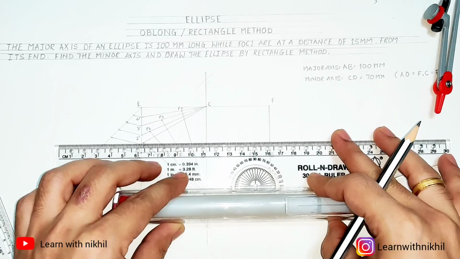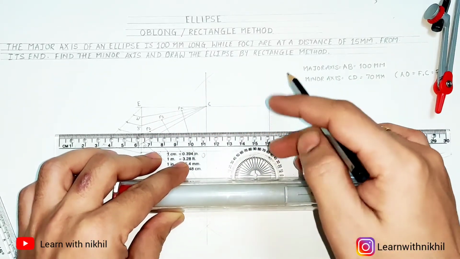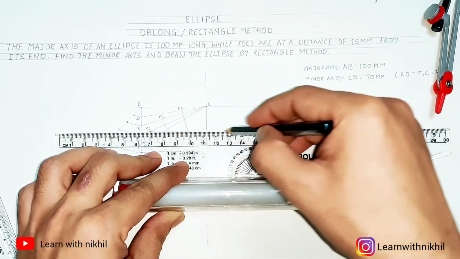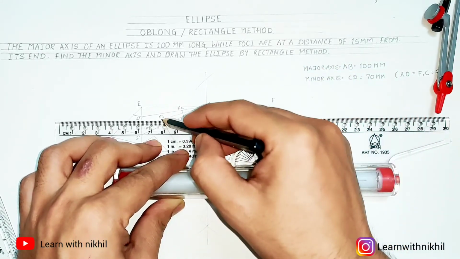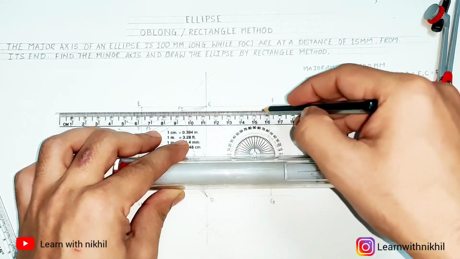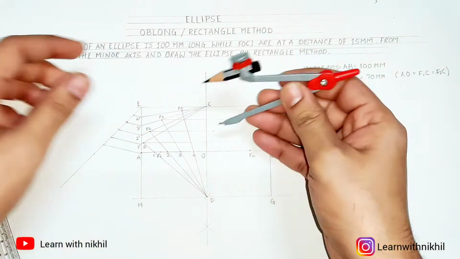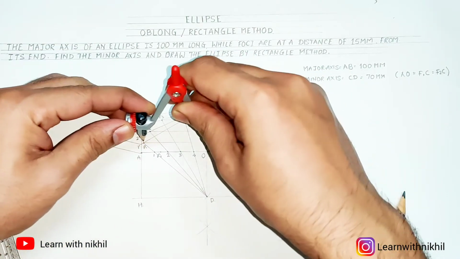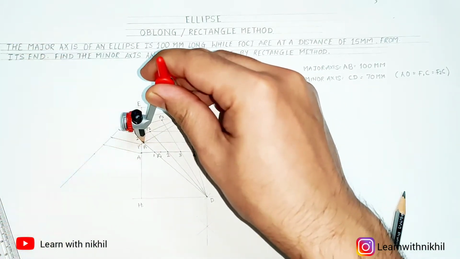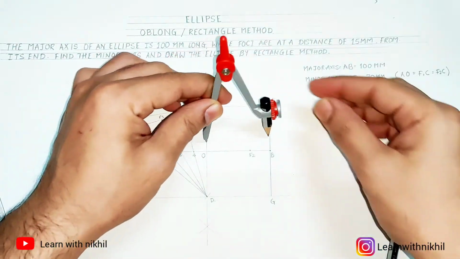So I'll draw parallel lines from the point P1, P2, P3 and P4. You can draw the same method as we have drawn for P1, P2, P3, P4. You can do it on the other side as well. But this is the shortcut method. You have to just project the points on the opposite side.